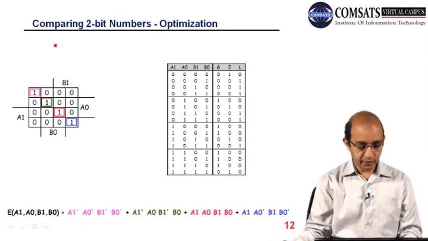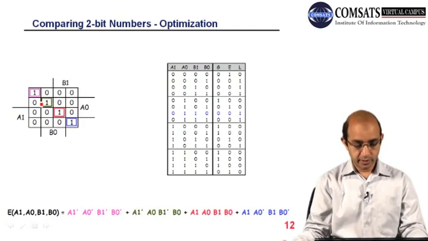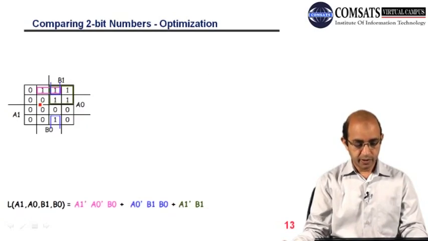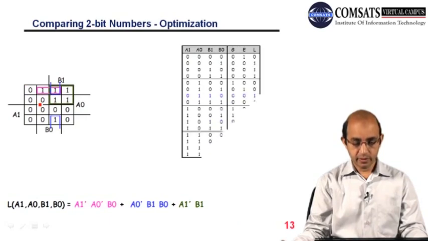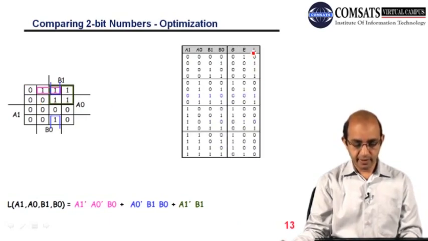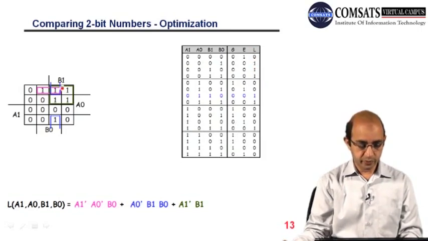You can see that here we have A1 bar, A0 bar, B1 bar, B0 bar, for this one. And then for this one we have this term, and so on and so forth. This is for the equal. And then we will be talking about lesser, L. So here you can see that we have a 1 at first position.